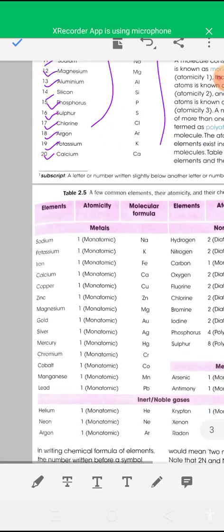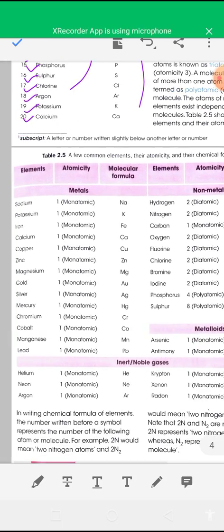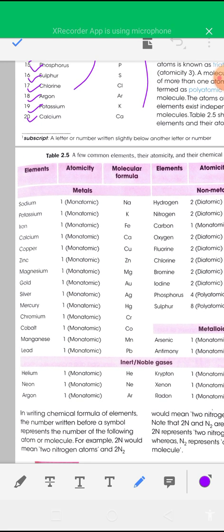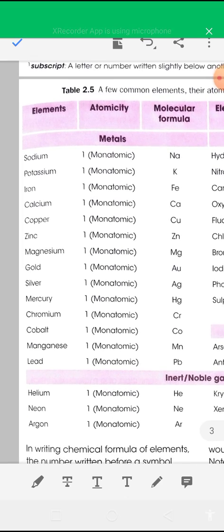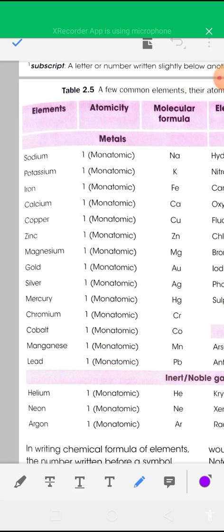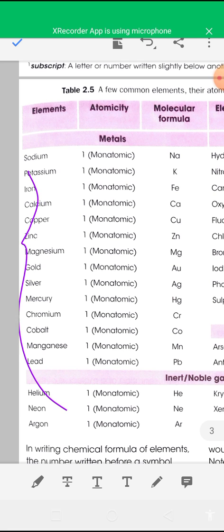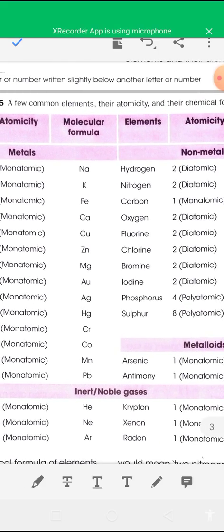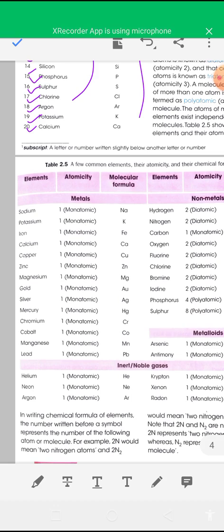Now here in this table some elements and their atomicity are given. For example, sodium, potassium, iron, calcium, zinc, magnesium, gold, silver, mercury, chromium, cobalt, manganese and lead. These elements exist as monoatomic molecules. Okay, and their molecular formula is also given, you can see from here.